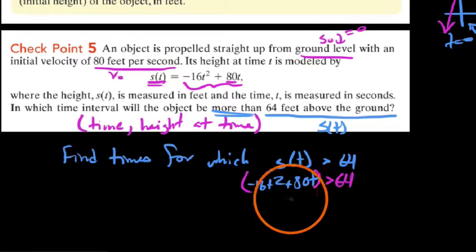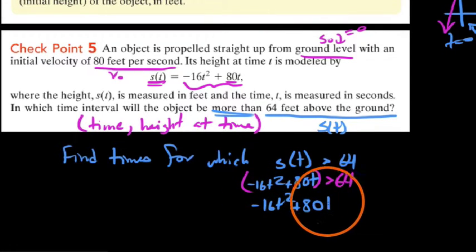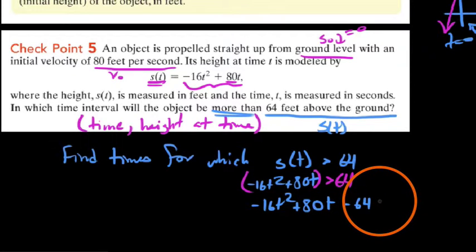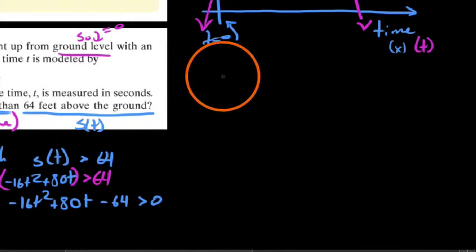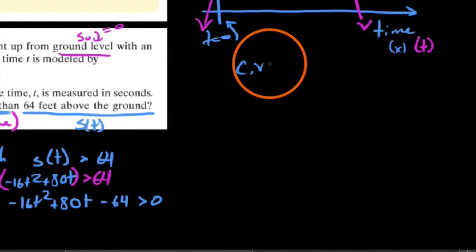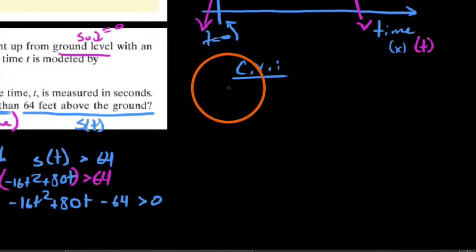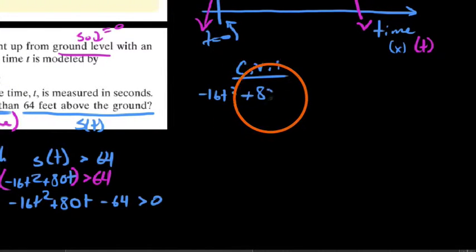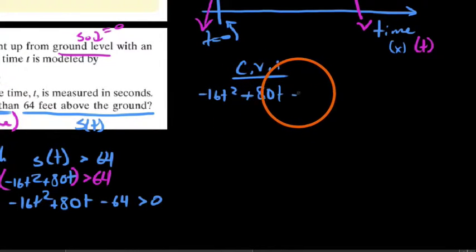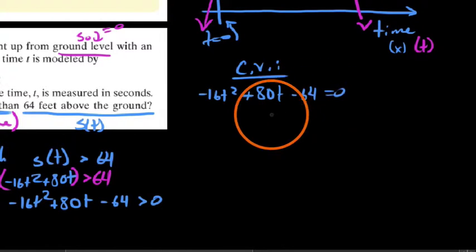So here we go. We know that we need to get one of the sides having a value of 0. So bringing the 64 back over here, we say greater than 0. And if we're going to solve this, I suppose the first thing we need to do is find our critical values. I didn't leave you a spot to write this, so I'm going to set this over here equal to 0. We're going to find the zeros of this function right here.